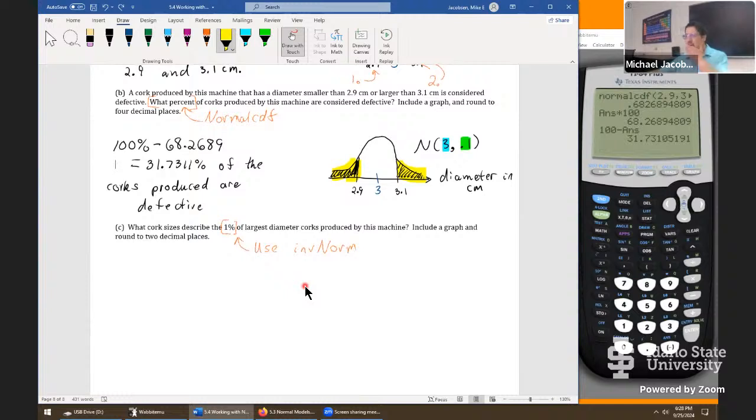Part C asks, what cork sizes describes the 1% of largest diameter corks produced by this machine? So we're going way beyond 3.1 centimeters. We're in the defective range again, but still we want to know how big are those corks? So because they gave us a percentage once again, this time we're using inverse norm.